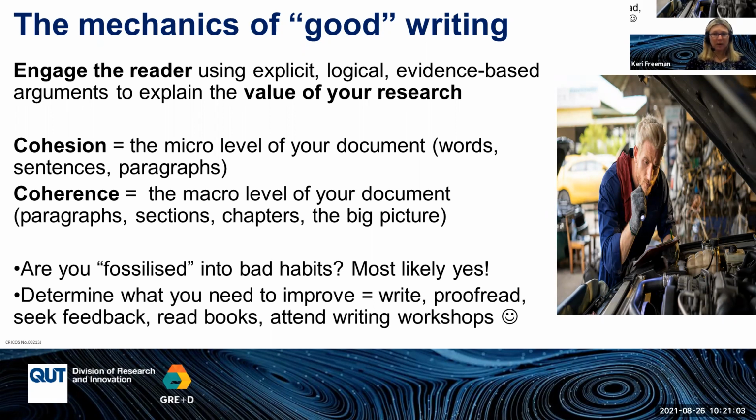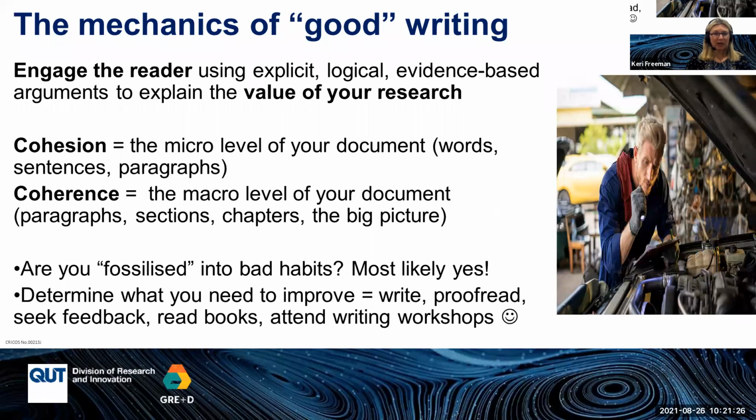So there's two. First one is cohesion. We call that the micro level of your document. So that's the paragraph level. It's making sure your paragraphs are clear and flow well. It's about the words that you're using and your sentences, making sure they're structured correctly and grammatically as well. So the cohesion is the paragraph level, very important.